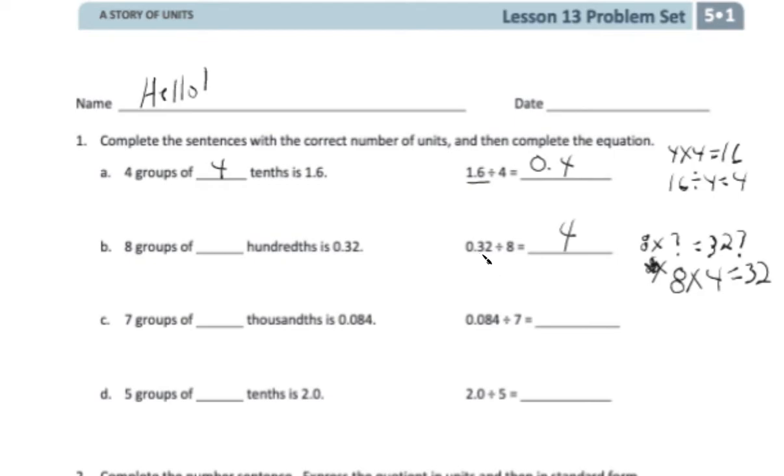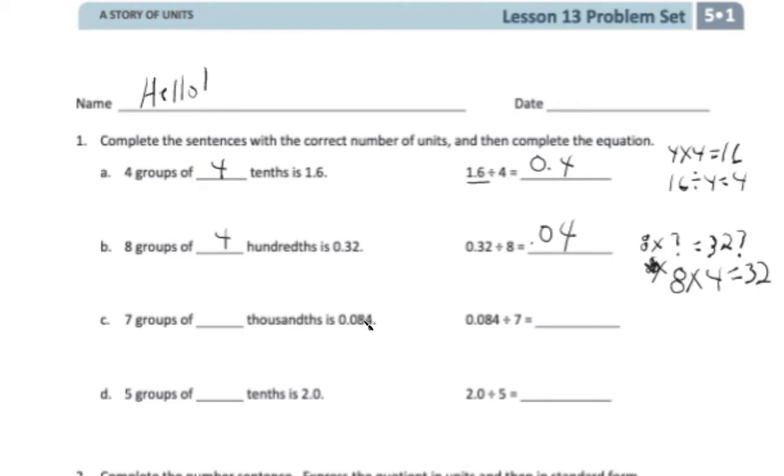But 32 hundredths, see the decimal? 32 hundredths divided by 8 would be 4 hundredths. So it's 0.04, isn't it? Let's use the same logic over here. 8 groups of hundredths would add up to how many hundredths? Would add up to 32 hundredths. Well, 8 groups of 4 hundredths would add up to 32 hundredths, right?